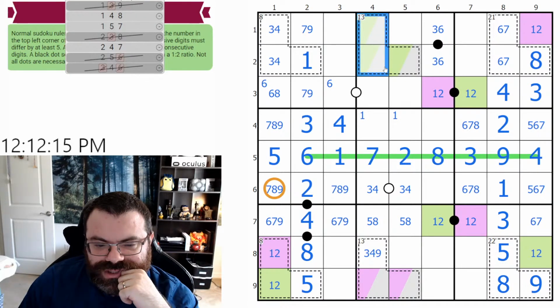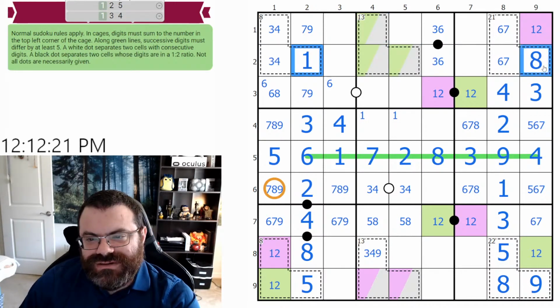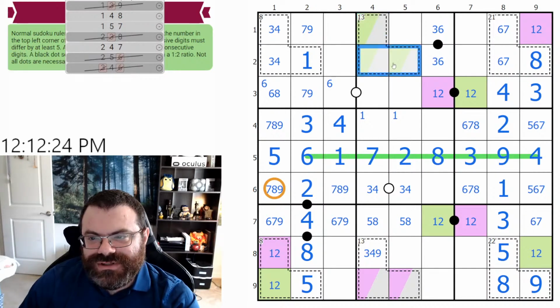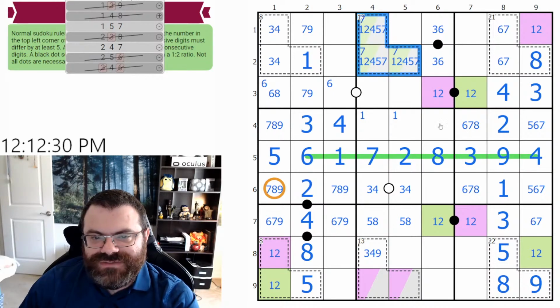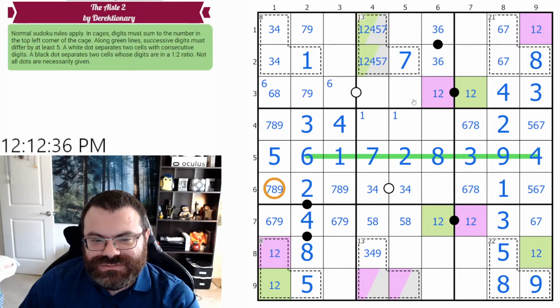Can't be 1, 4, 8. Yeah, it can't be 1, 4, 8 because 1 and 8 are seeing both of these, so they'd both be up here. So it's not 1, 4, 8. So it's either 1, 5, 7 or 2, 4, 7. So it always has a 7 in it. And that's placed here. So that's not green. So this, I was going to say this sees green and purple, but it doesn't.